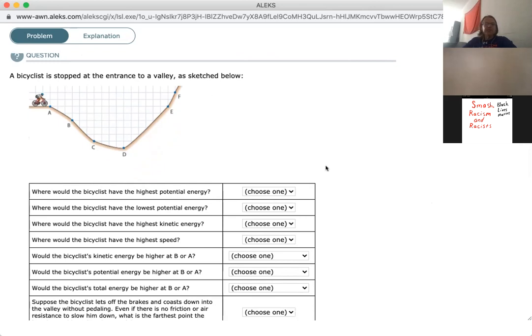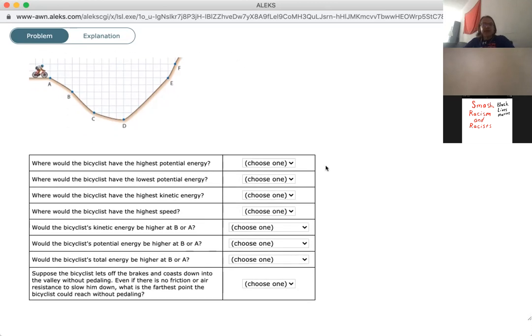Highest at B or A. Okay, so it looks like A is higher up, right? B is lower down. So you're falling, you go faster as you fall, right? So B would have more. So exactly, B would have more, you're right. Would the bicyclist's potential energy be higher at B or A? Yep, you got it. The higher up you are, the more potential, the further away from the surface you are, exactly.